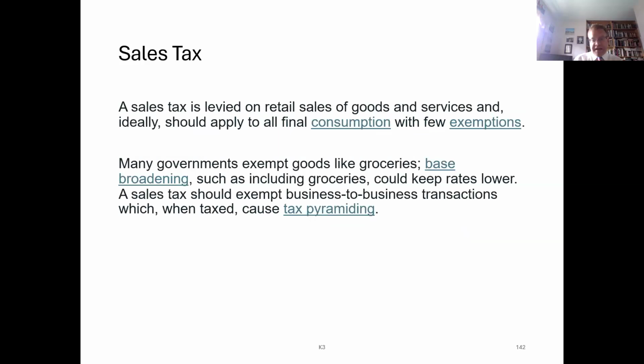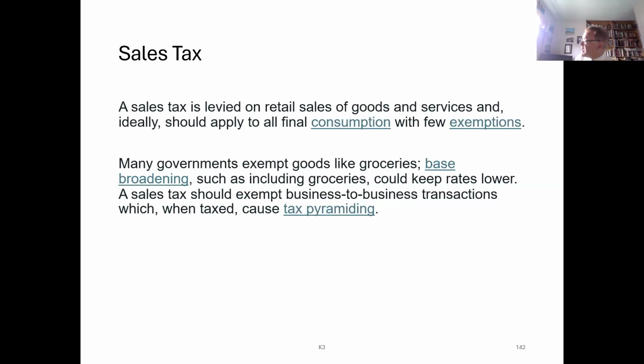If we look at sales taxes, which is what the US continues to have, 140 countries have GSTs, the UK included, GST or VAT. The US has the sales tax. And the sales tax is applied to retail sales of goods and services, and ideally should apply to all final consumption with few exceptions. Well, that is the theory. Many governments exempt goods like groceries. Base broadening, such as including groceries, could keep rates lower. A sales tax should exempt business-to-business transactions, which when taxed cause tax pyramiding.